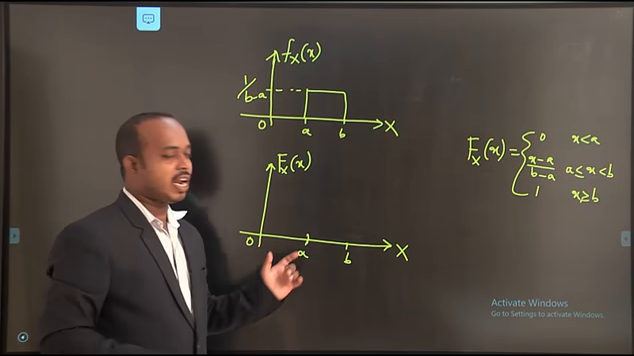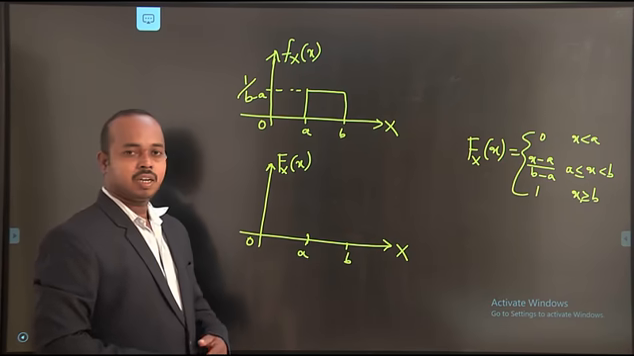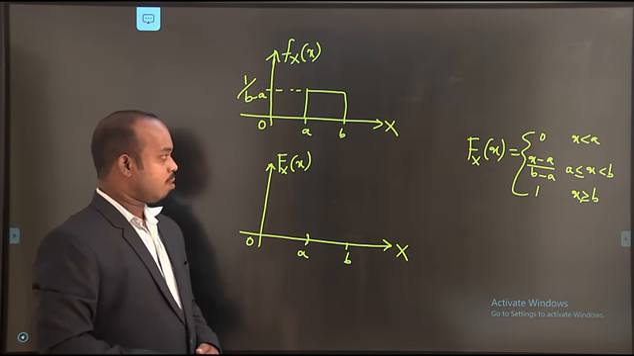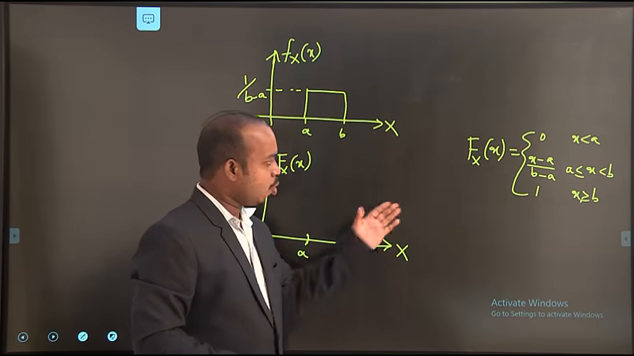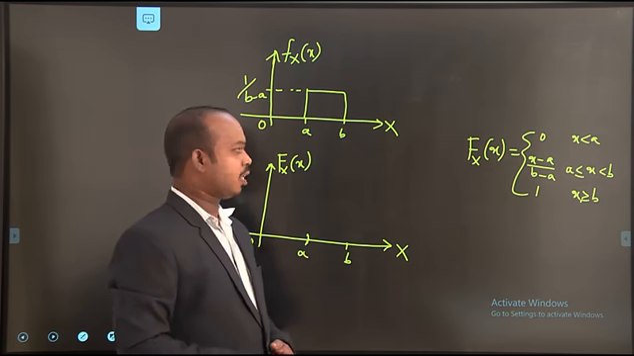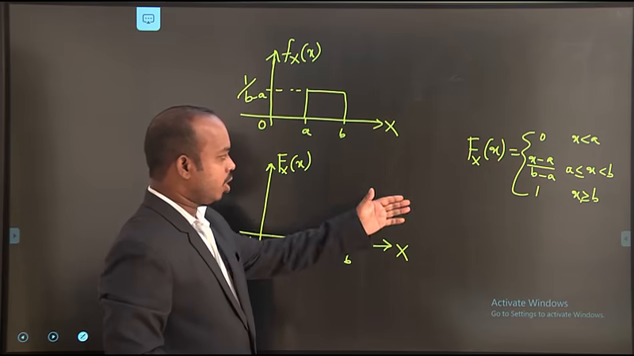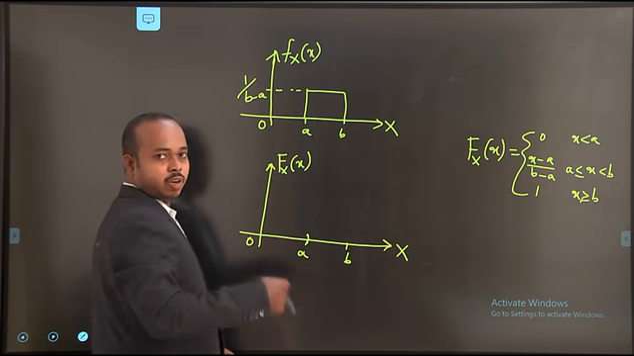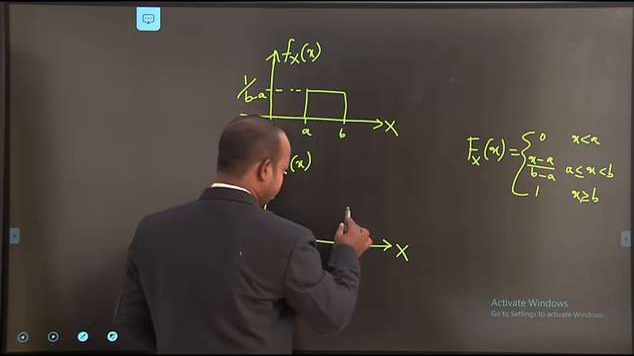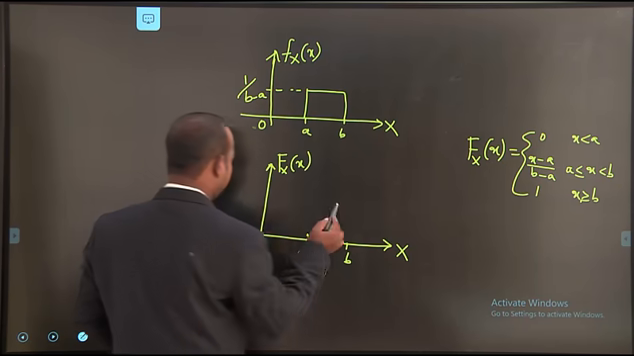Less than b, and the magnitude is x minus a divided by b minus a. But what is the third one? The third one is 1, the magnitude where the x value is equal to b and more than b. Here, equal to b and more than b.